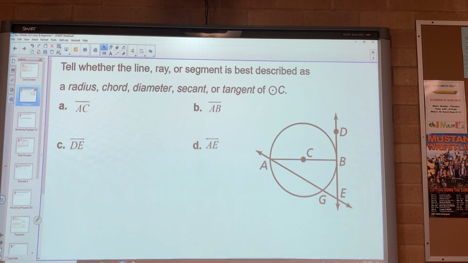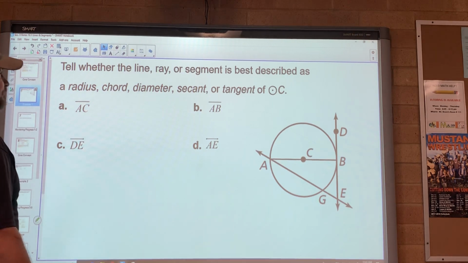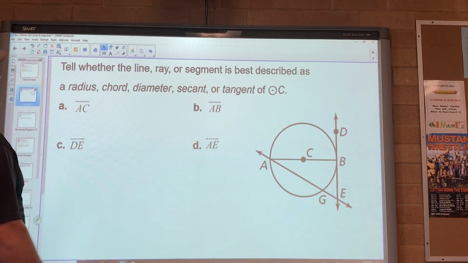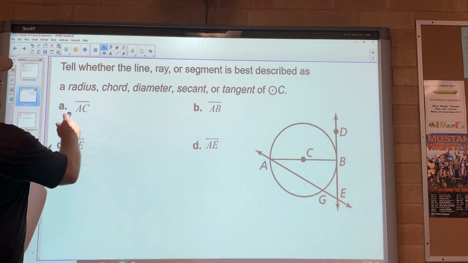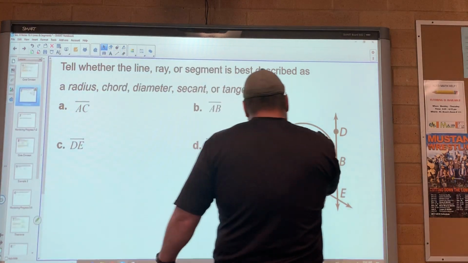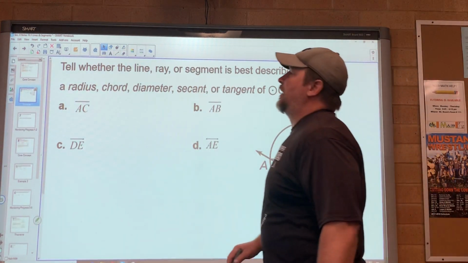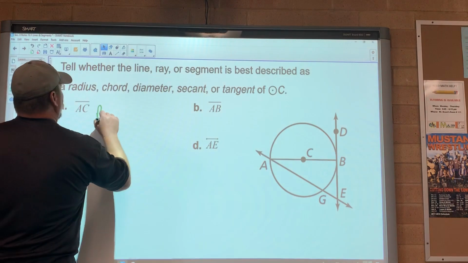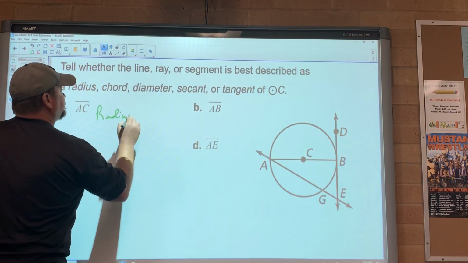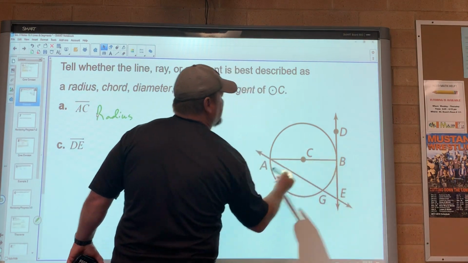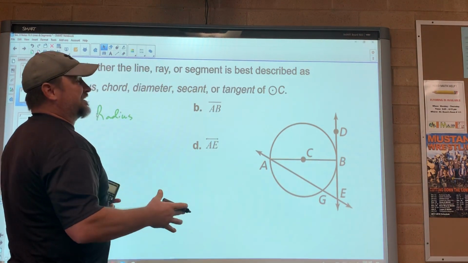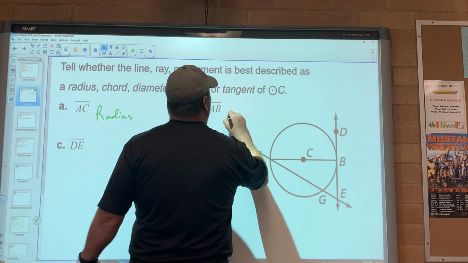All right, so let's go ahead and start discussing some of the things that you're going to be asked. It says, tell whether the line or ray or segment is best described as a radius, chord, diameter, secant, or tangent. Okay, so they're talking about A to C. A to C, I would just call a radius. A to B is the distance straight across. I would call it, what best describes it, a diameter.